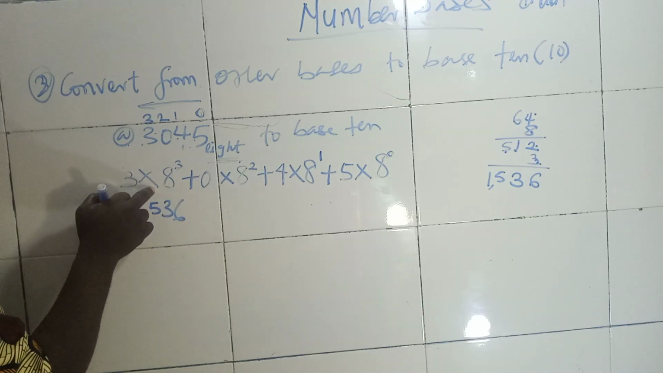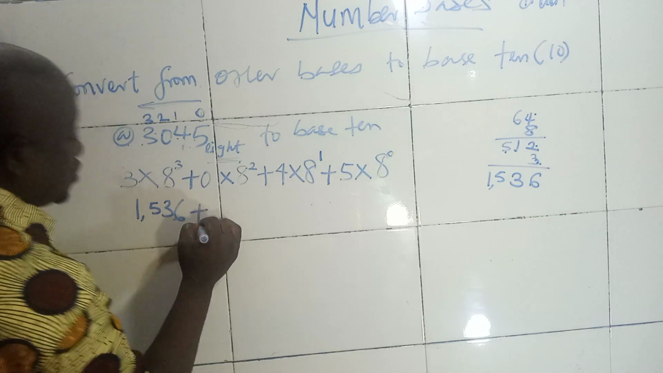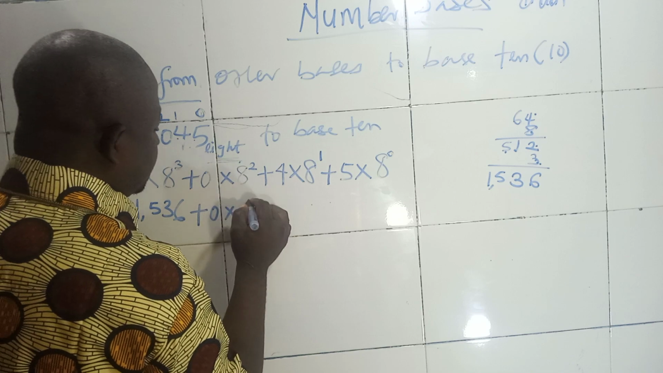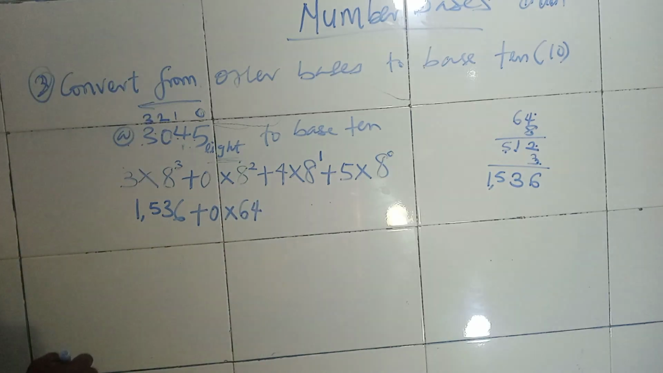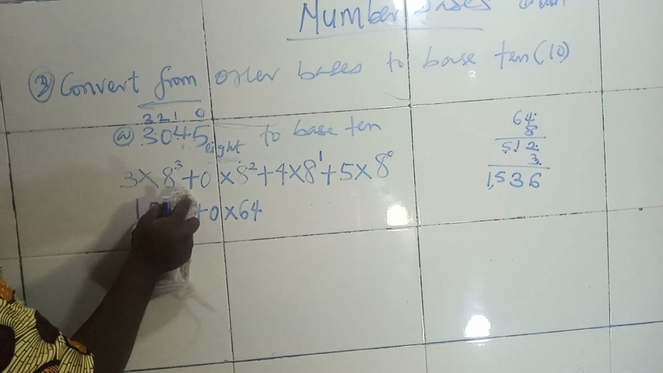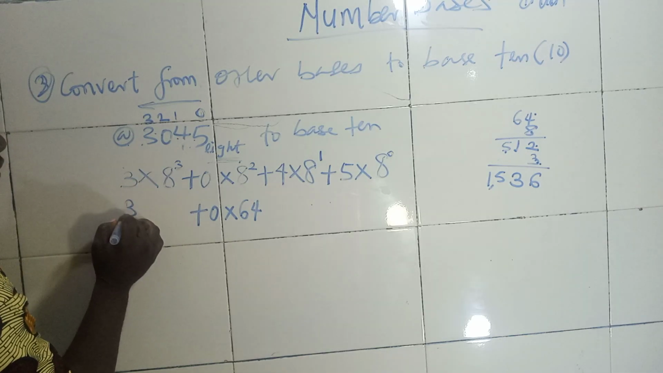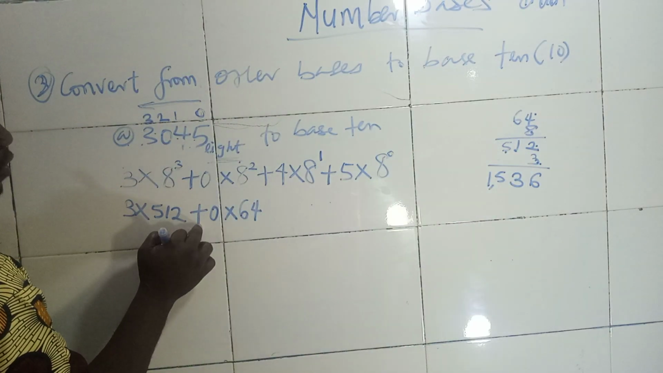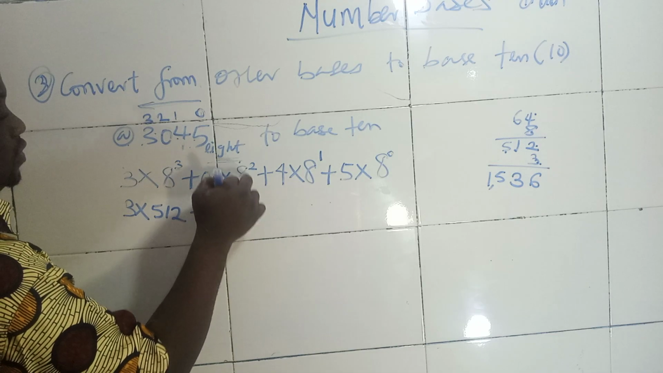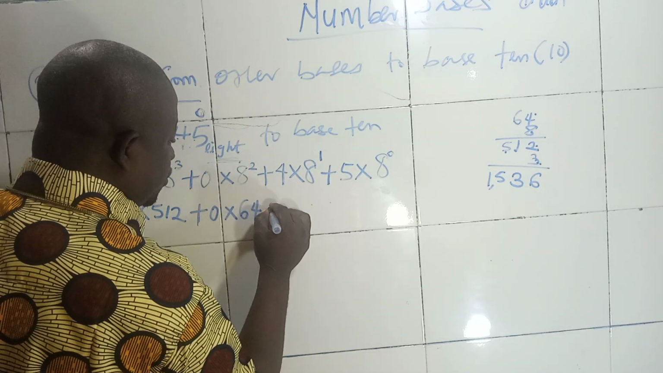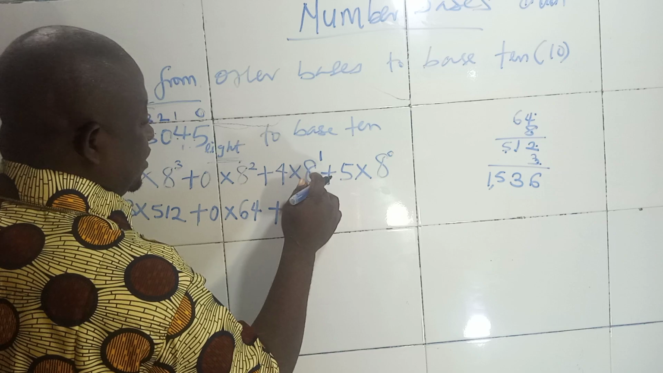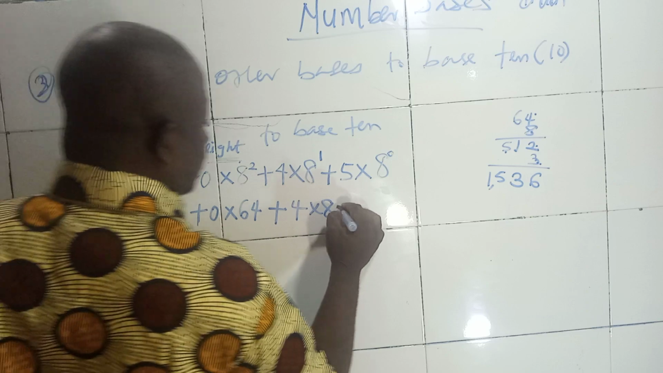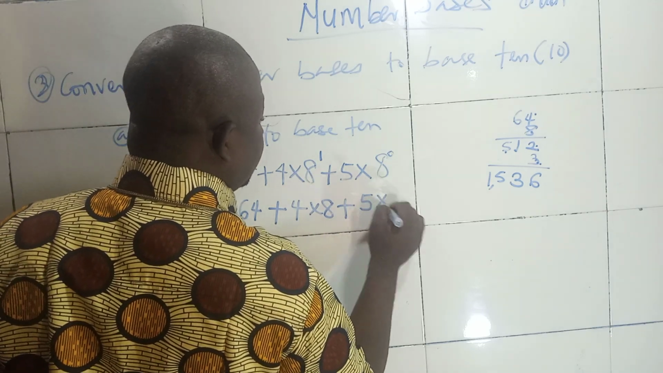1,536 for 3 times 8 raised to power 3 plus 0 times 8 raised to power 2. What's 8 raised to power 2? That's 64. Or let me even do it one after the other so that I don't mix up things. So 3 times 8 raised to power 3 is 512. Plus 0 times 8 raised to power 2, that's 64. Plus 4 times 8 raised to power 1. What is 8 raised to power 1? That is 8. Plus 5 times 8 raised to power 0.